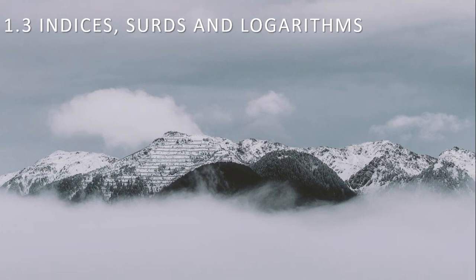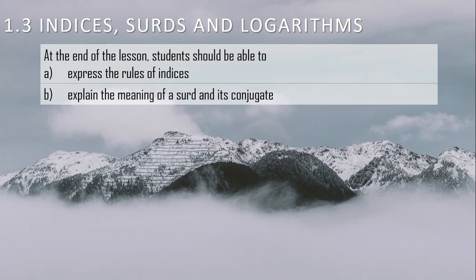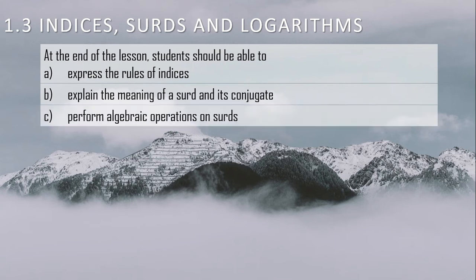Okay, now we have here 1.3 indices, sets, and logarithms. As for the learning outcomes, you have the first one. You should be able to express the rules of indices, explain the meaning of a set and its conjugate, and perform algebraic operations on sets.